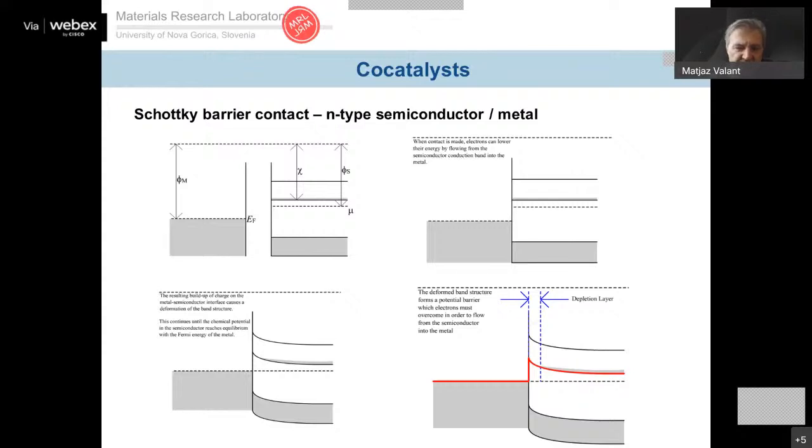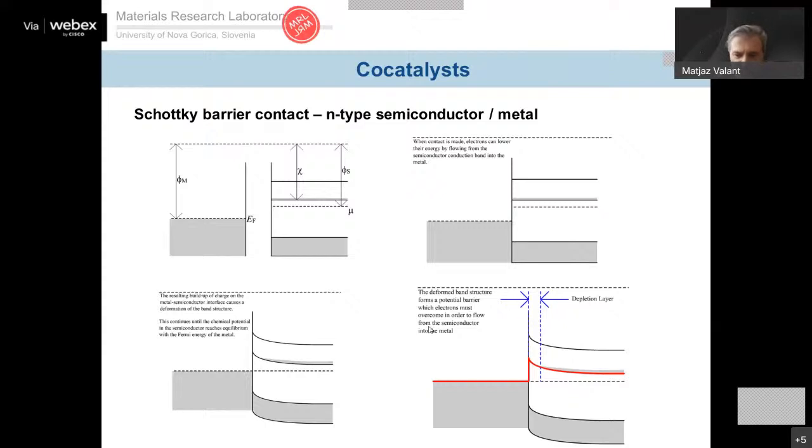This is pretty much similar to what we have seen before when we discussed the interface of the semiconductor in liquid. Now this process will build up a charge on the metal semiconductor interface, and this charge will deform the band structure. We will get the band bending, as we said. This continues until the chemical potential in the semiconductor reaches equilibrium with the Fermi energy of the metal. So we know that from the other picture before. So this is everything very similar as in the case of the liquid medium around.